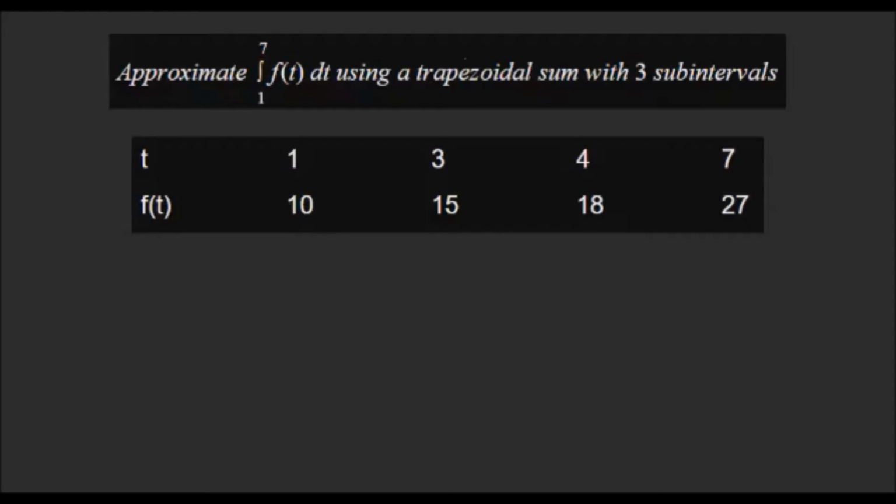Okay, so this question here asks us to approximate the value from 1 to 7 of f(t) dt. It tells us to do so with a 3 subinterval trapezoidal sum. Now, as I said earlier, a trapezoidal sum is equal to the average between the left Riemann sum and the right Riemann sum. So let's start off by identifying the subintervals we're going to use, which in this case we'll use from t equals 1 to t equals 3, from t equals 3 to t equals 4, and from t equals 4 to t equals 7.